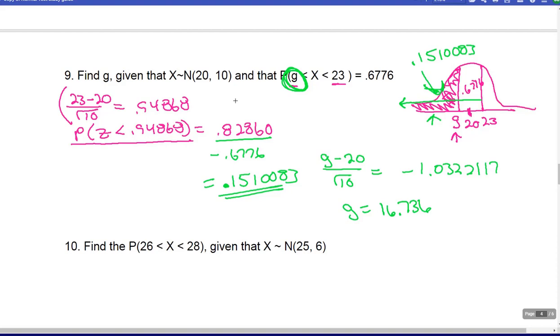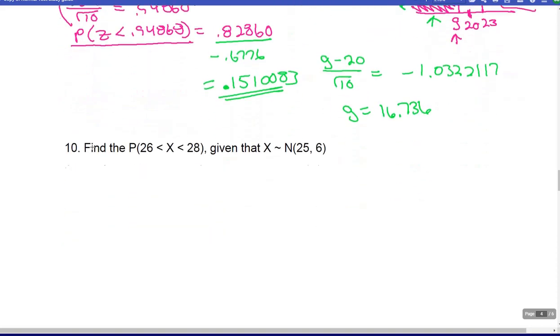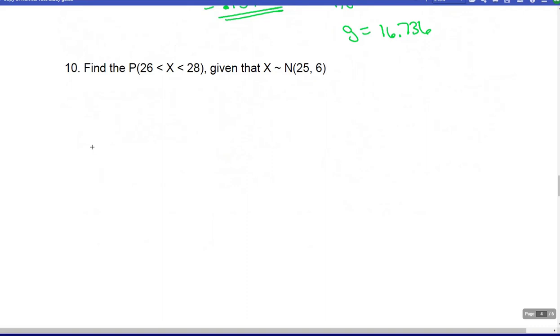So tell me about number 10. In this case, they're going to give us all the information. So in this case, 26 is here, 28 is here. They're both above, right? All right. And I want to find the area between them. How do I find the area between them?